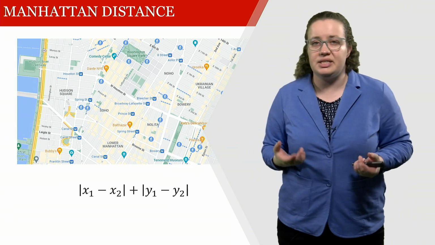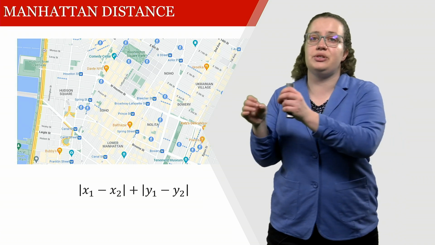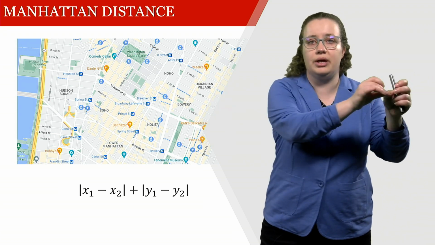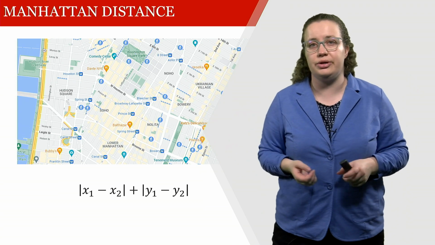The important part is that we have to take the absolute value because, of course, it doesn't matter if I go in this direction or in this direction. The distance between these two locations is always the same.